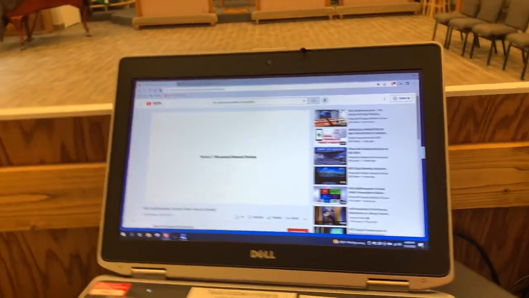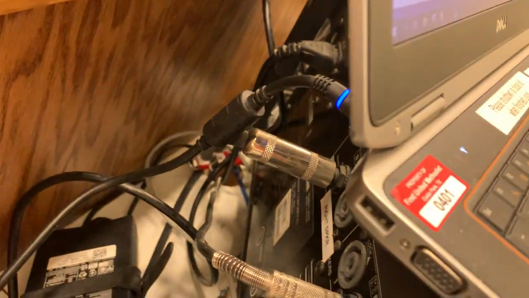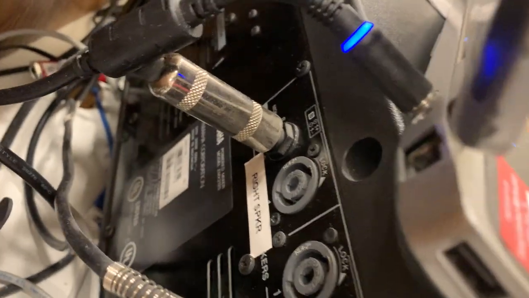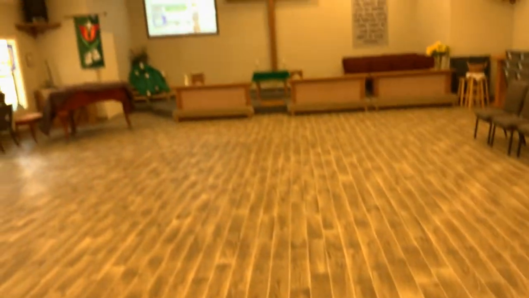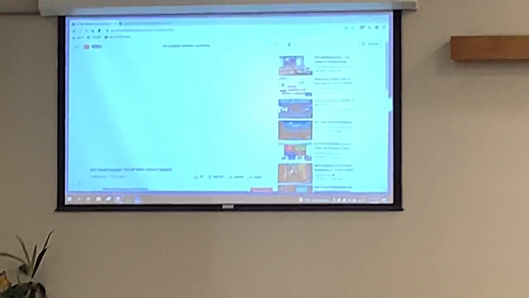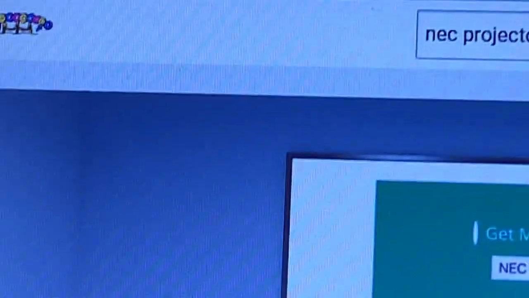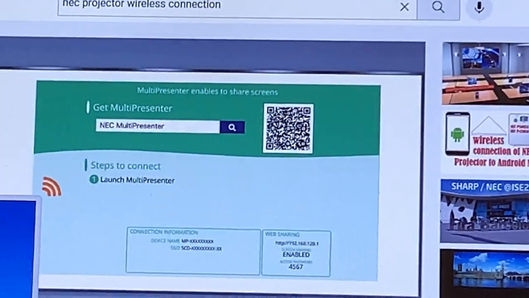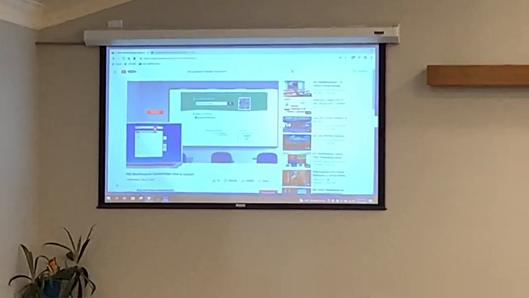Okay, this is the laptop connected wirelessly. No data cable. We're on wireless to the projector in the sanctuary. And what's coming on the projector is the same thing that's on the laptop. So this is a proof test for using a laptop with the projector.